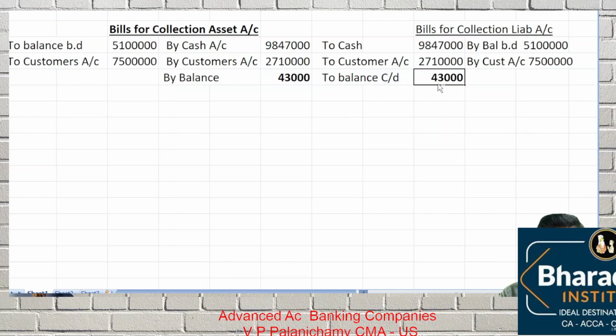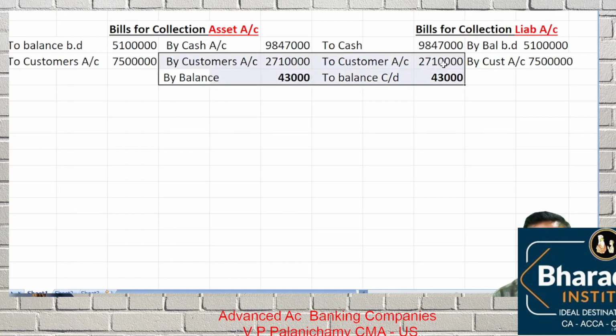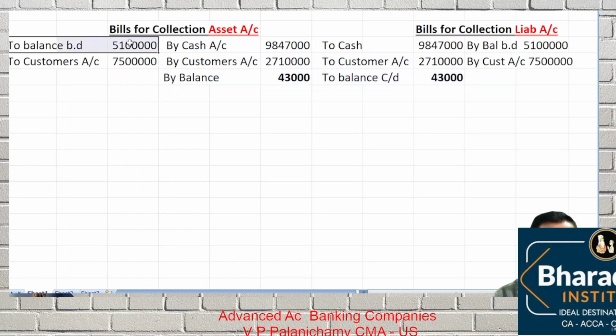To balance brought down 51 lakhs, to customers account 75 lakhs. By cash 98 lakh 47,000, dishonored 27 lakh 10,000. The balance is 43,000. These are all dummy accounts. This will not come in the main ledger account of the bank. This will be shown outside the balance sheet. The closing balance of bills for collection will come in the outside balance sheet.